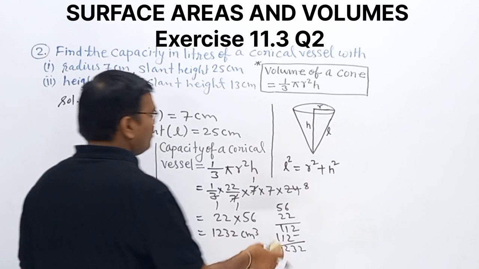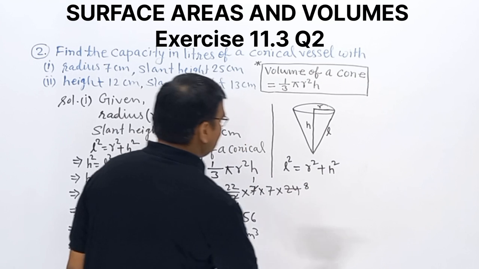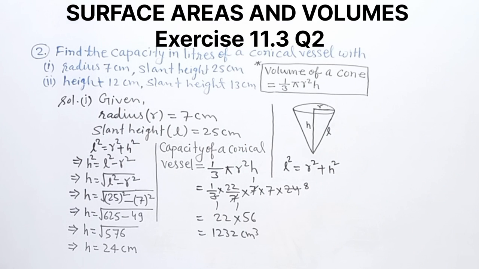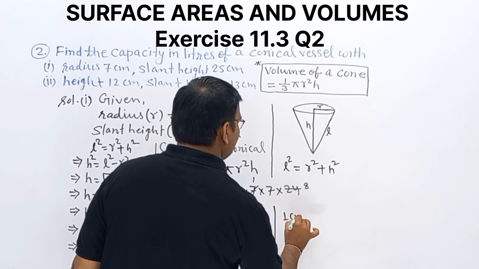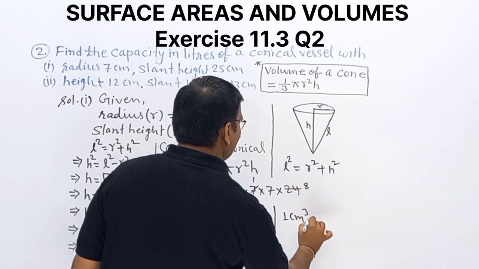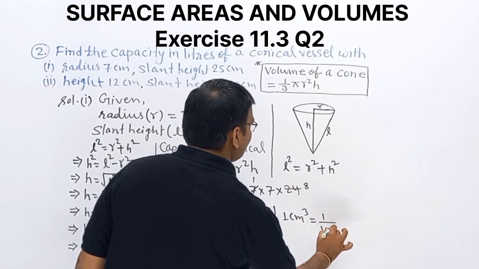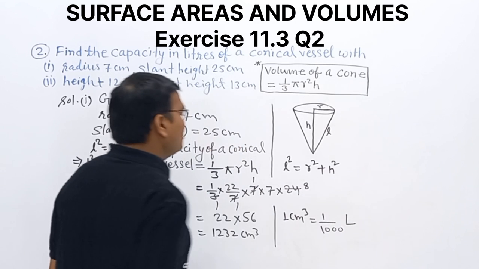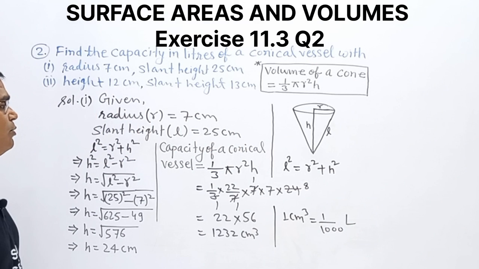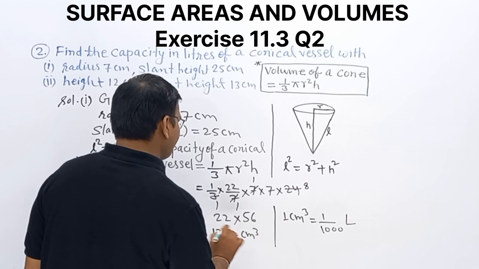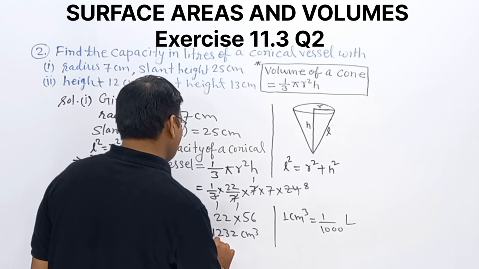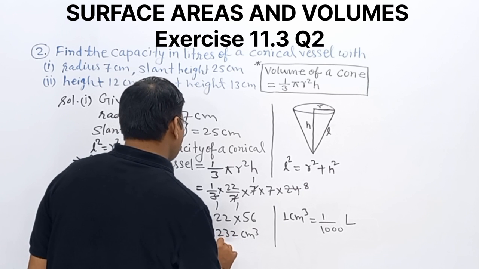But we require capacity in liters. So we know well 1 centimeter cube will be 1 upon 1000 liter. So this can be converted into litres. We will divide by 1000.